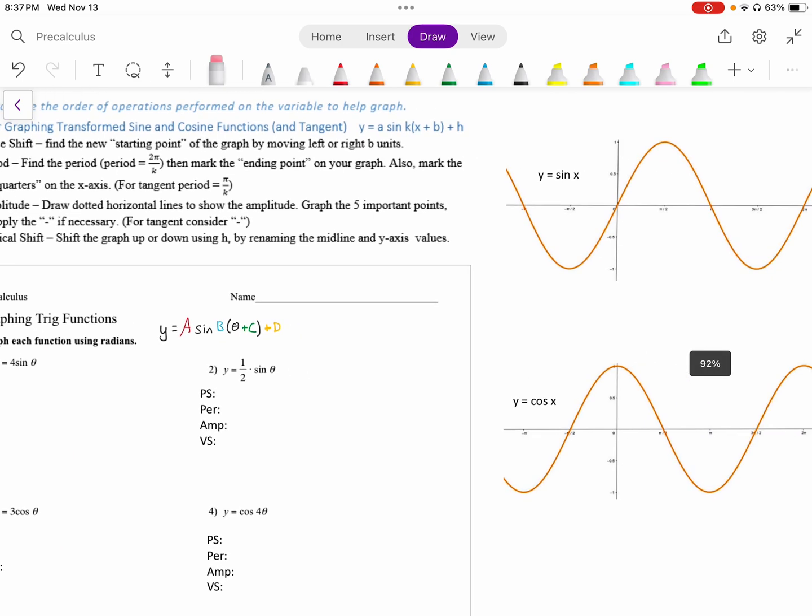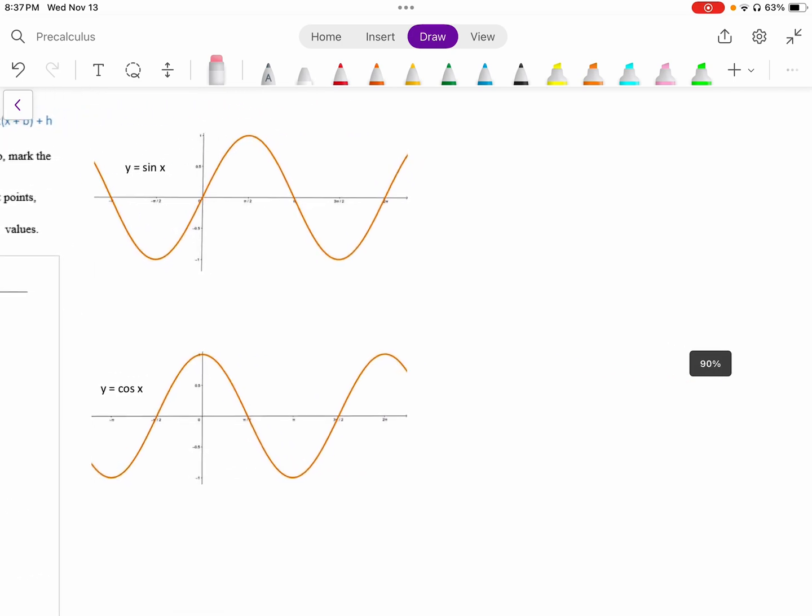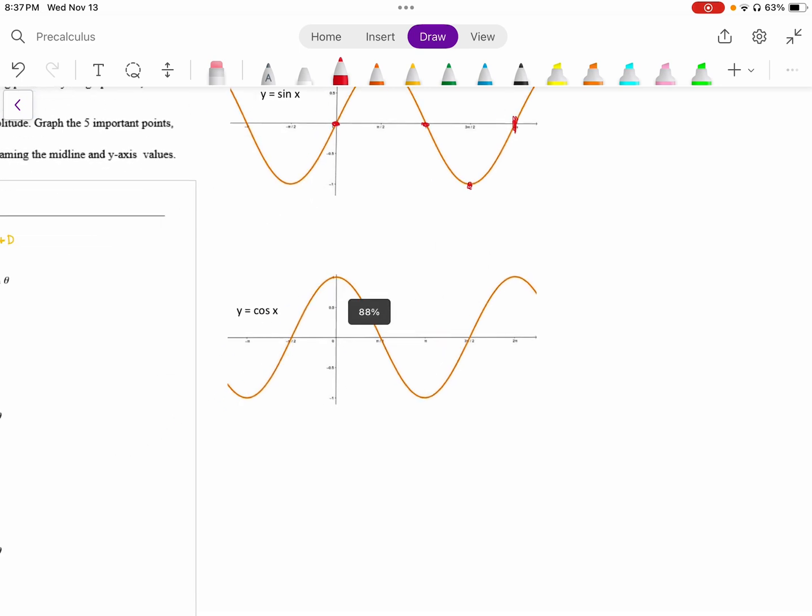And then also make sure you know your general shapes of sine and cosine. So there they are. Sine goes through 0, 0. It takes 2 pi to do one full cycle. It goes up to 1 at pi over 2, back down to 0 at pi, to negative 1 at 3 pi over 2, and then back to 0, and that keeps going and going.